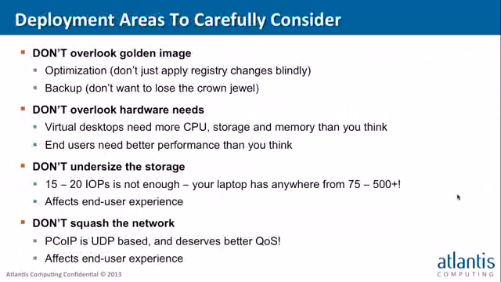So some of the areas that we need to carefully consider. Don't overlook the golden image. Even if we're doing a persistent VDI environment, it will typically have a template that we start from. So look at optimizing it in the best way for your environment. Don't just apply registry changes blindly because Citrix or VMware or Microsoft tell you to. Make sure you back up the golden images. We don't want to lose them. They form a key part of the build system and being able to roll out VDI faster.